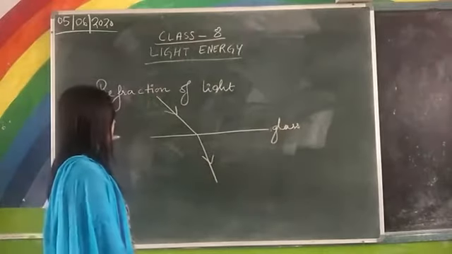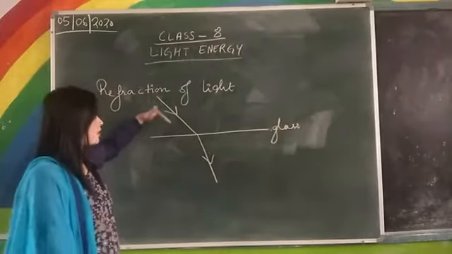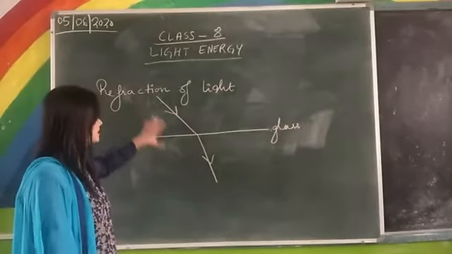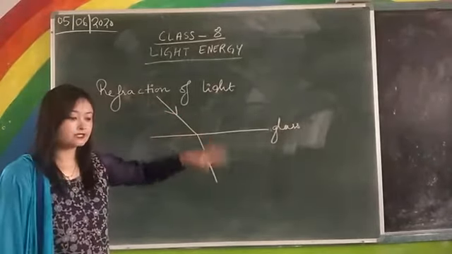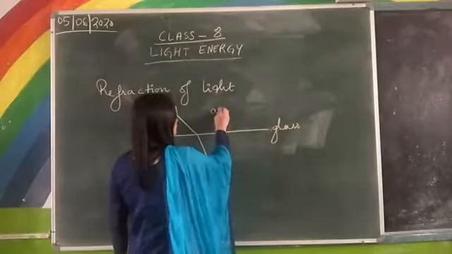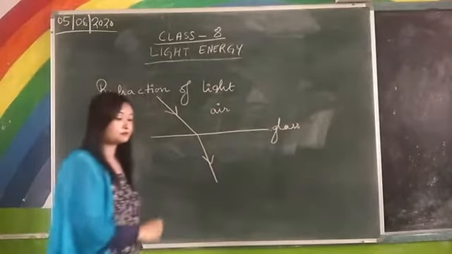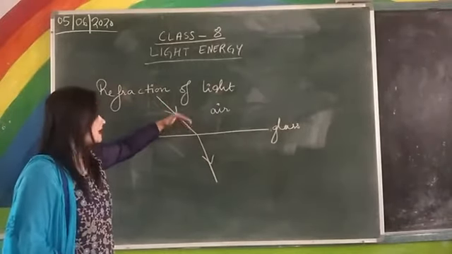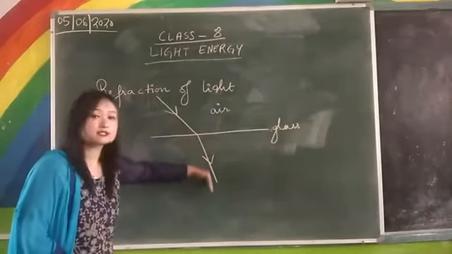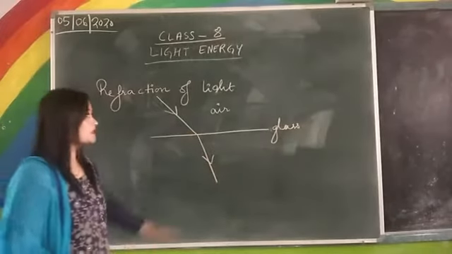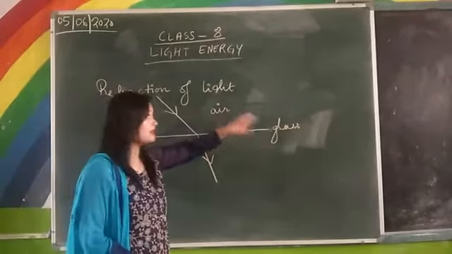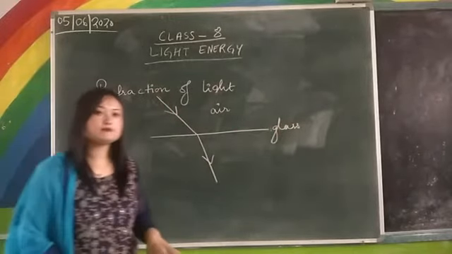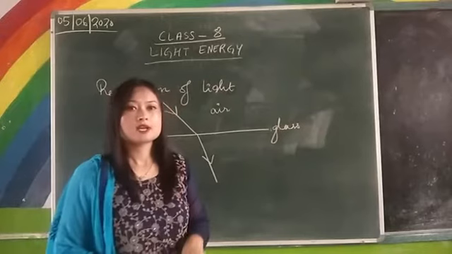Okay, and that phenomenon, when the ray of light passes from one medium to another medium, is called refraction of light. So here we have two mediums. One, air. A ray of light comes, falls on an object, and then refracts through the glass. So we have two mediums here. One is air, the other is glass. So when two mediums are involved, that is your refraction of light.